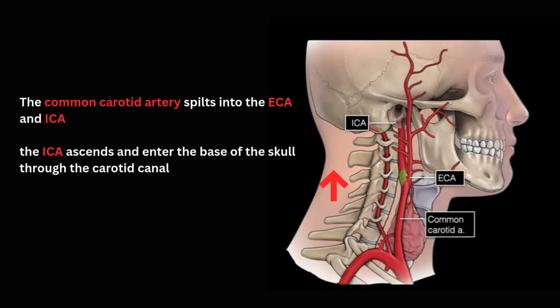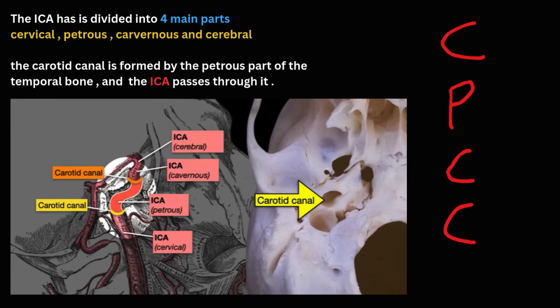Now, the common carotid artery actually splits up into two other arteries. You got the external carotid artery and internal carotid artery. So we're going to look at the internal carotid artery. You can see how it ascends and slowly follows up into the base of the skull, where it goes through the carotid canal. Now, the internal carotid artery is divided into four main parts. You got the cervical part, the petrous part, the cavernous, and the cerebral part.